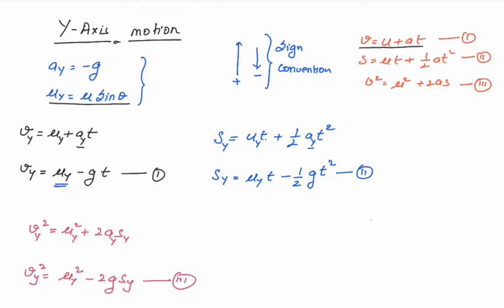Write down here. What do you mean by v of y? v of y is the final velocity in the y-axis, or you can say the vertical motion. Again, what does u of y represent? u of y represents the initial velocity in the y-axis.